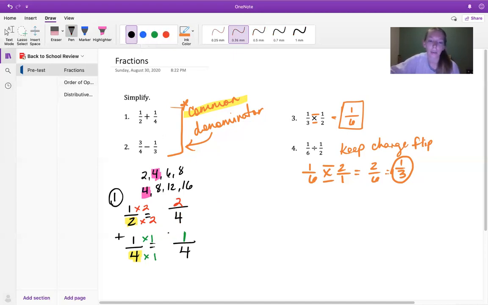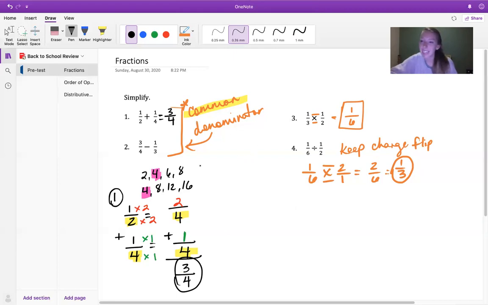All right, so then we go back. Now that they have the same denominator, we have 4 and 4. Now we can add them together. So 2 plus 1 is 3, and then the denominator stays the same. So that answer would be 3/4.